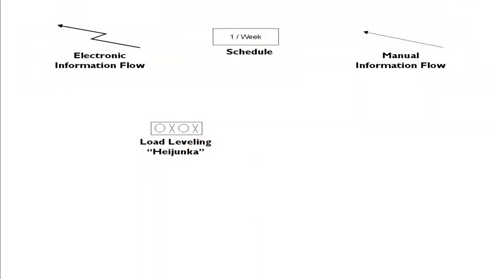Now, one of the topics that we'll learn a lot more about later is level loading, or Heijunka. When we implement Heijunka, we note it on our VSMs with this rectangle with the little X's and O's inside of it. Another topic we'll dig into later is Kanban. A Kanban post, which is drawn like a goal post, is a place Kanban cards are collected and later taken to some type of production control center.